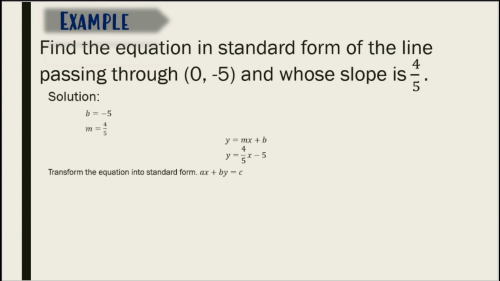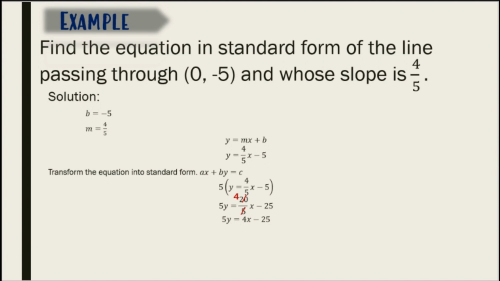Ax plus By is equal to C. So to get the standard form of y equals 4 over 5x minus 5, multiply both sides by 5. We have 5y equals 20 over 5x minus 25. We have 20 over 5, that is 4. So 5y equals 4x minus 25.